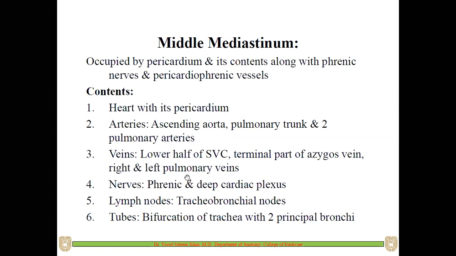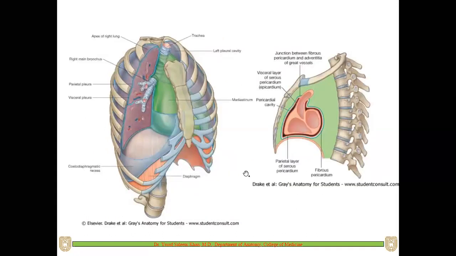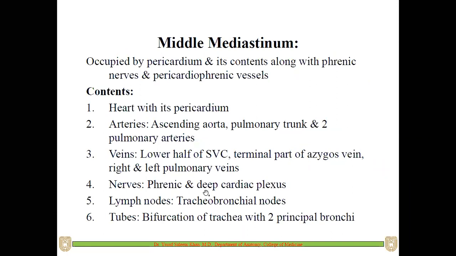Okay. Then the nerves, phrenic nerve and the deep cardiac plexus will also be contents of the middle mediastinum. Then there will be a small group of lymph nodes called the tracheobronchial group of lymph nodes. Very important, tracheobronchial group of lymph nodes. Then tubes, bifurcation of the trachea with the two primary bronchi. Okay, so here you can see the bifurcation of the trachea with the two primary bronchi which are covered by the pericardium. All these structures which are covered by the pericardium will be part of the middle mediastinum.